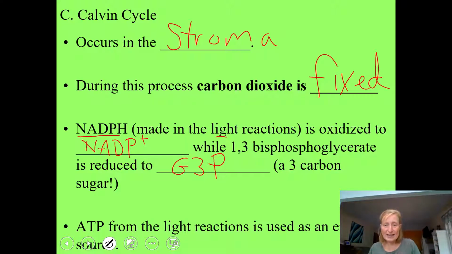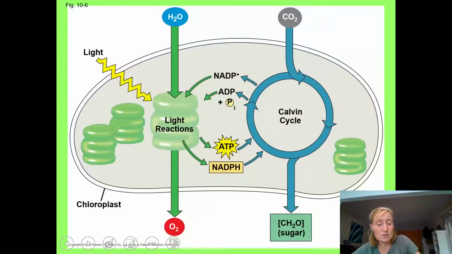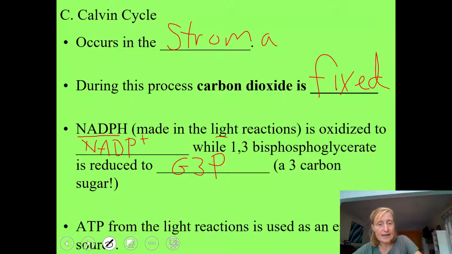We have a redox reaction where we've got a molecule being reduced to finally make a 3-carbon sugar. Yes, that's photosynthesis right there. And ATP from the light reactions, sorry about that, guys, ATP from the light reactions is used as an energy source. This whole process is going to take some energy. No surprise, we're using ATP from the light reactions as a source of energy for the Kelvin cycle.